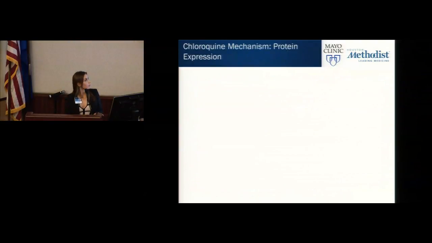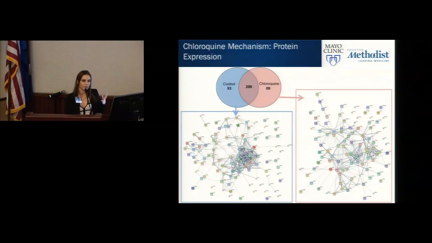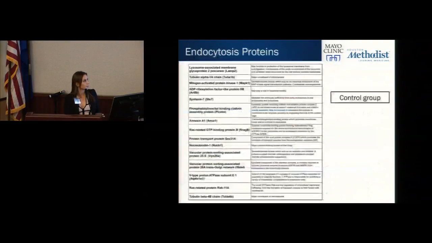And then, of course, we were interested in understanding the mechanism by which chloroquine was blocking macrophage uptake of nanoparticles. And so we did some mass spectroscopy analysis, and we found that distinct protein populations were upregulated in control cells and chloroquine-treated cells. And specifically, we found that all these proteins involved in endocytosis, which is the process by which nanoparticles are internalized by cells, were only present in the control cells.